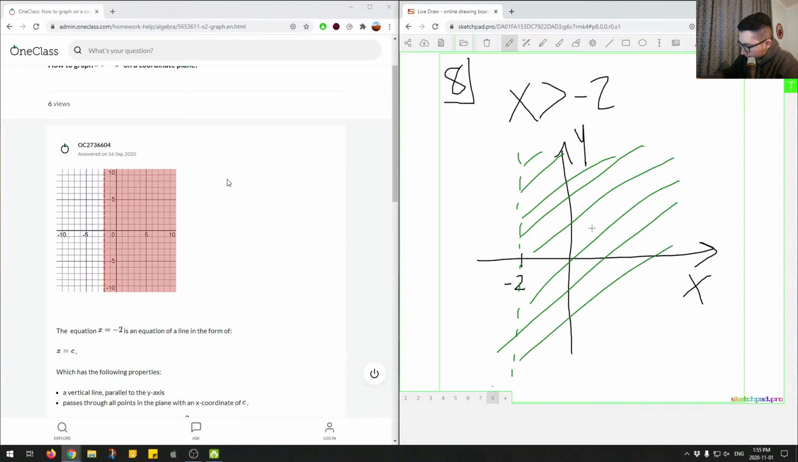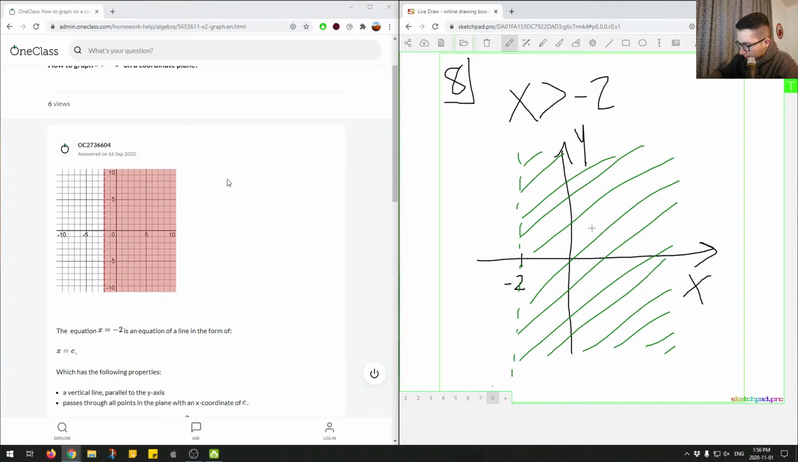Oh, I've drawn a little over here. Erase that. Okay, and then something like that. So that's one example of how to do the inequality.